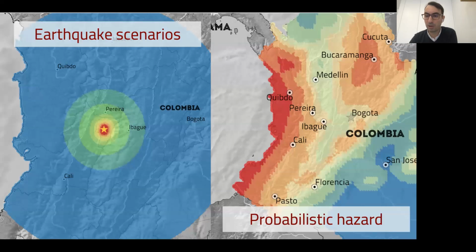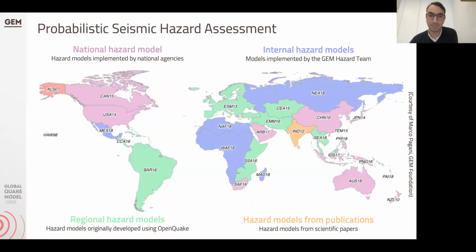Some people prefer earthquake scenarios, so basically estimating the losses from single events. Some people prefer probabilistic seismic hazard, where you basically consider all the possible events that might happen in a region with associated rates of occurrence. I will focus now only on probabilistic hazard for the time being.